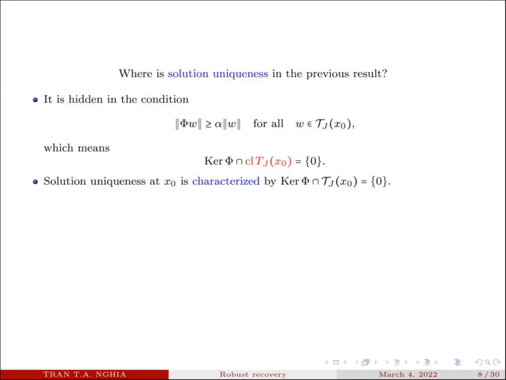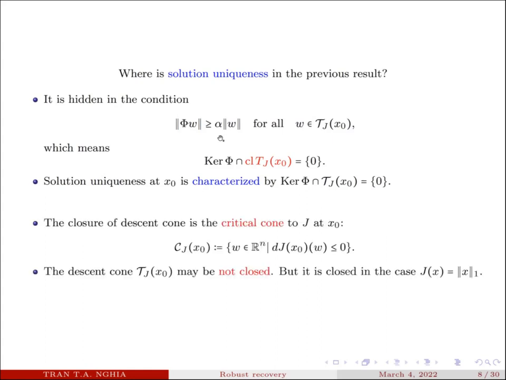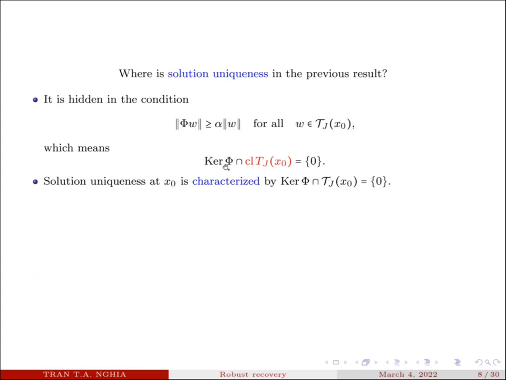But you do not see solution uniqueness in the previous result, right? I have to say it is hidden in that condition. In that condition right here, in the previous slide, I say it really means that the intersection between the kernel and the descent cone is trivial, but it's not really like this. The true thing is the intersection between the kernel and the closure of the descent cone is 0.